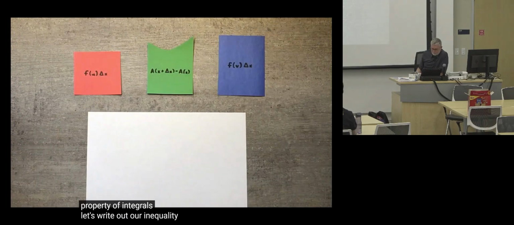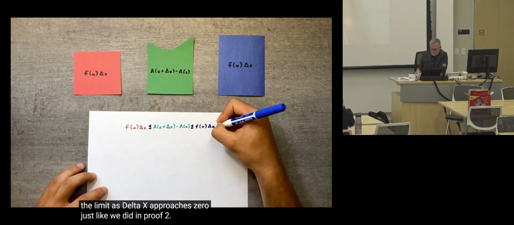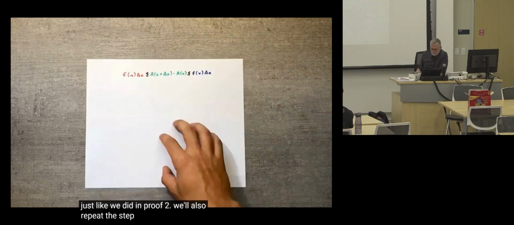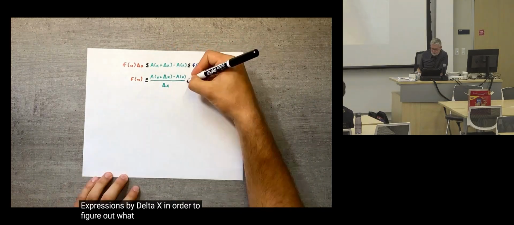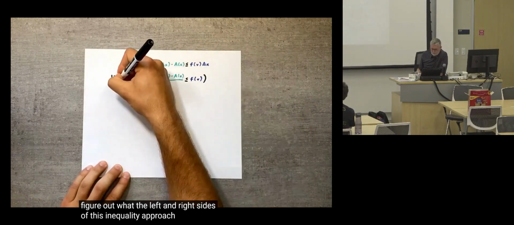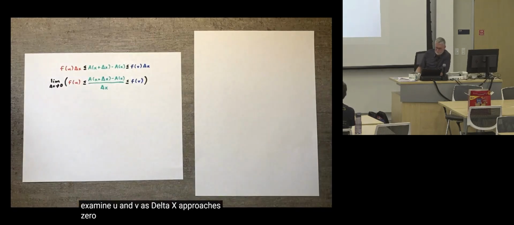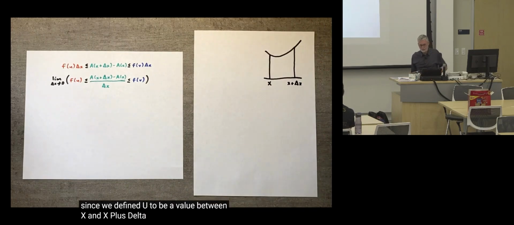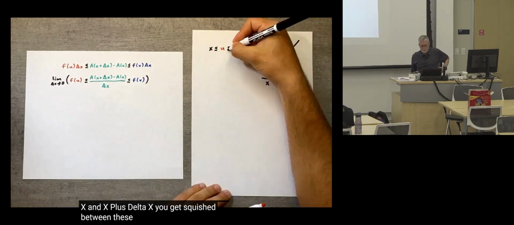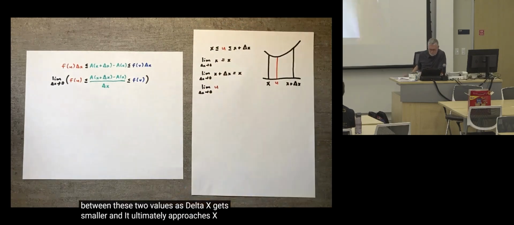Let's write out our inequality and take the limit as delta x approaches 0, just like we did in proof 2. We'll also repeat the step of dividing all 3 expressions by delta x. In order to figure out what the left and right sides of this inequality approach, we need to examine u and v as delta x approaches 0. Since we defined u to be a value between x and x plus delta x, u gets squished between these two values as delta x gets smaller, and it ultimately approaches x.